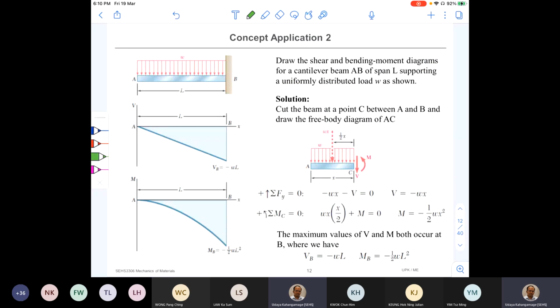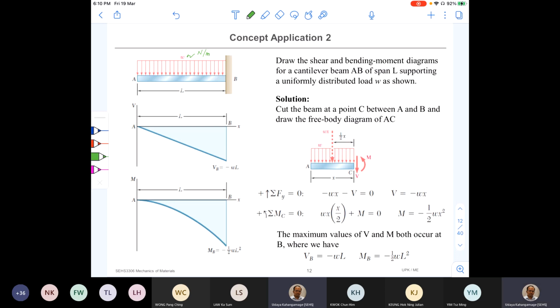So when the load is changed, you can see that the shear force and the bending moment diagram is different. So here it says draw the shear and bending moment diagrams for a cantilever beam AB of the span L supporting a uniformly distributed load W as shown. So here normally W is given in newtons per meter. Every meter load of W Newton.